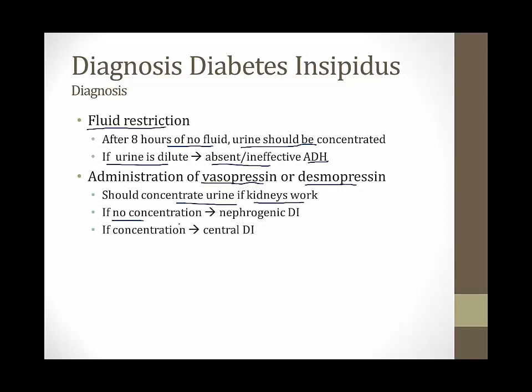If the kidneys do not respond, it means the patient has nephrogenic DI, and the problem is that the kidneys are unable to react to ADH. If there is concentration of the urine, it means the patient has central DI and there's a loss of ADH release from the pituitary for some reason.